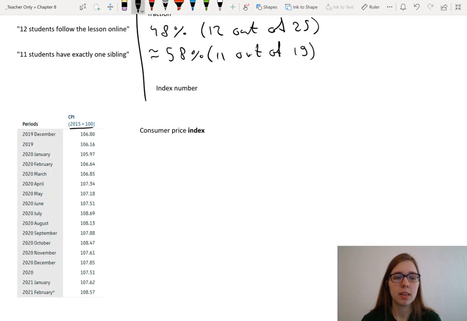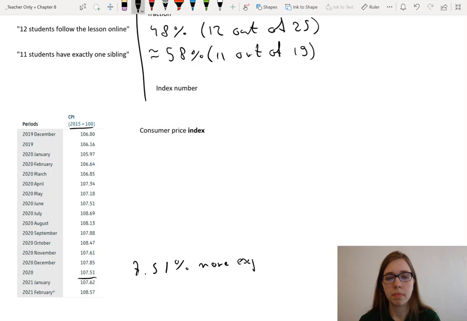So if we look, for instance, at 2020, it is now no longer 100, it is now 107.51. What that means is that it's now 7.51% more expensive to basically buy your basic necessities. So this is a specific case with the consumer price index, but there are many different price indices, and all of them work this way.